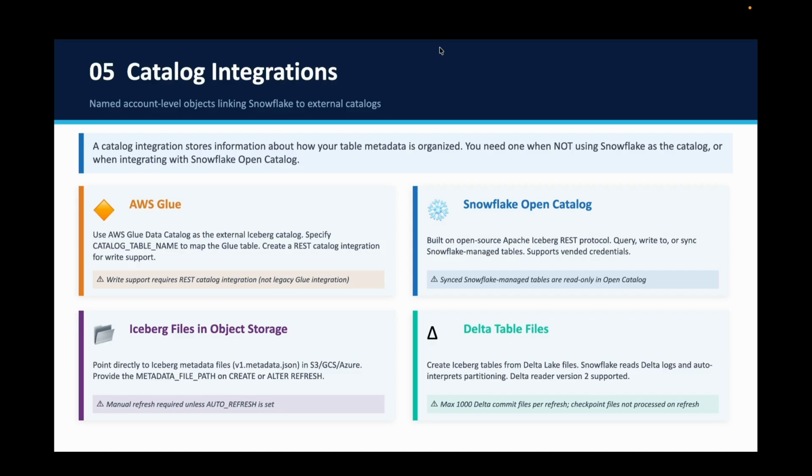So I have listed here different external catalogs, the way you can integrate that with Snowflake. Example, AWS Glue, Snowflake Open Catalog, Iceberg files in object storage, Delta files that are created from Unity Catalog or other engines. Starting with AWS Glue, use AWS Glue Catalog as an external catalog. Specify the catalog table name to map the Glue table. Create a REST catalog integration for write support.